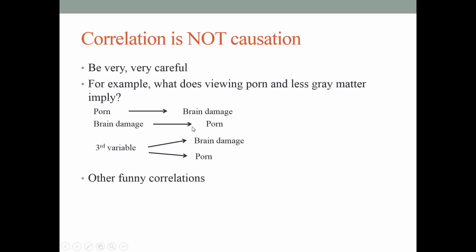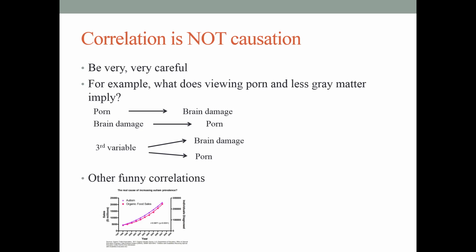There are some other funny correlations. Again, I don't know if it's true or not, but it seems autism, a developmental disorder, is related to organic food sales. It seems that the more autism, the more organic food sales.